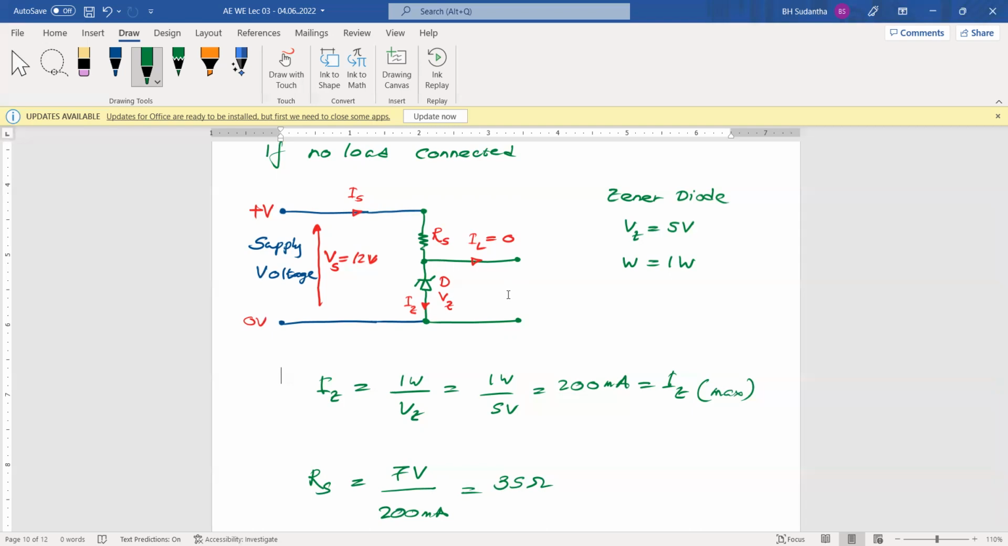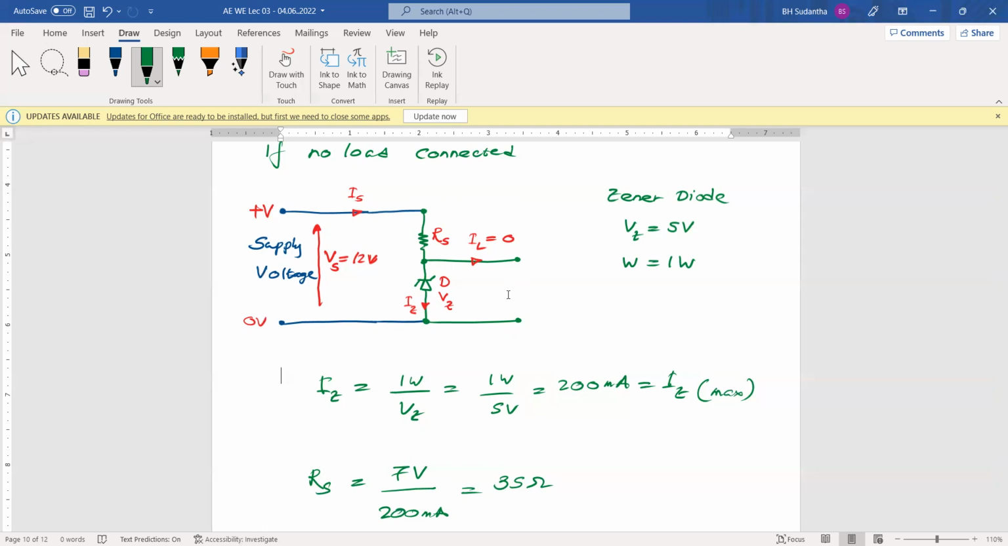But when the load is not connected or the load is not taking current, then IL will be 0. During that time, the Zener has to handle everything. The Zener has to handle the maximum current. Then we can calculate the maximum current at that point. Taking IL as 0, everything will be going through the Zener diode. You know the wattage of the Zener, then you can calculate the maximum Zener current.